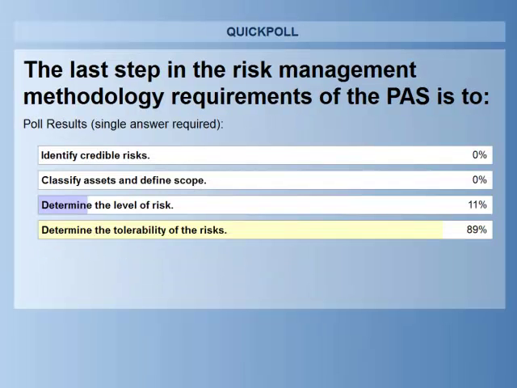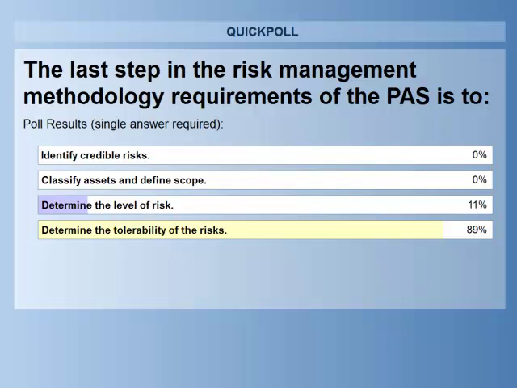0% answered identify credible risk, 0% answered classify assets and define scope as the last steps in risk management methodology requirements of PAS. 11%, though, said determining the level of risk is the last step. 89%, that's the single largest block answer, said determining the tolerability of the risk is the last step of risk management methodology requirements of the PAS.